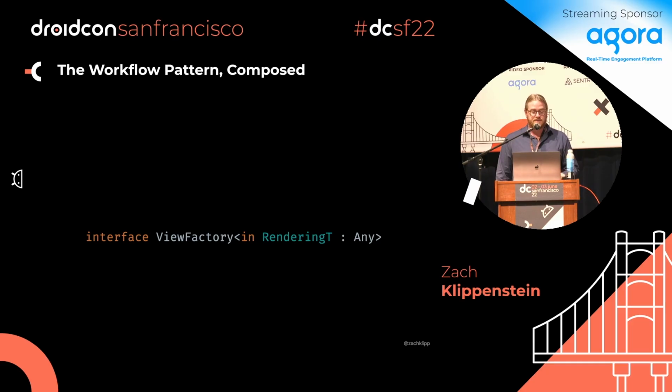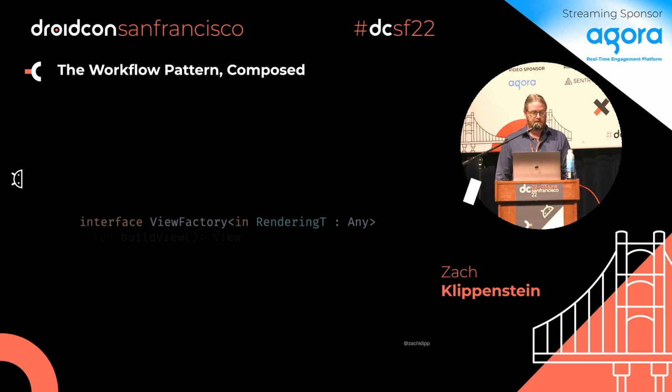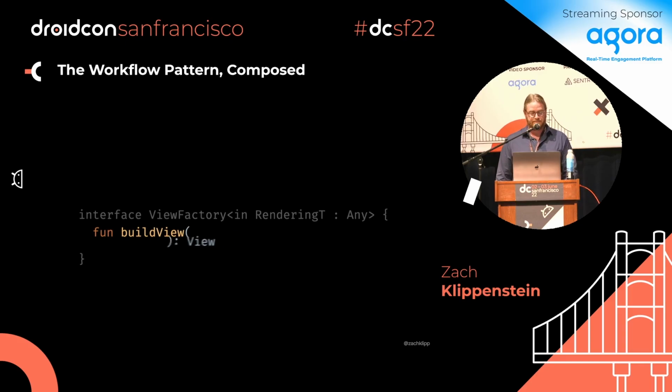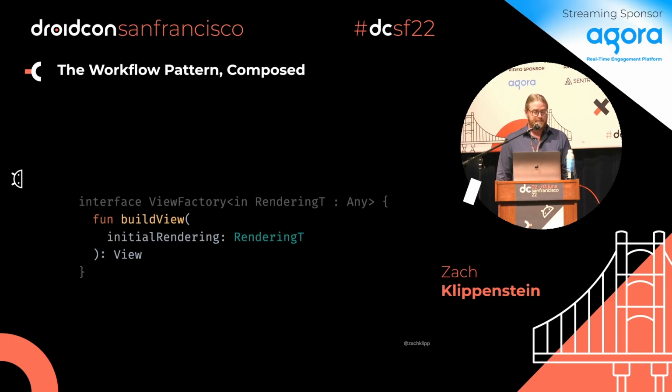A view factory is just an interface, generic on the type of rendering it knows how to display. Just to be clear, this code is in the workflow library. It's not something that an app developer would write themselves, but I will show samples of that later. So like any other factory, a view factory's main job is to build things. In this case, it's Android views. To do this, it needs the rendering value to build the view for. And it needs the actual value, not just the type, because it's also expected to initialize the view with this first rendering before returning it.